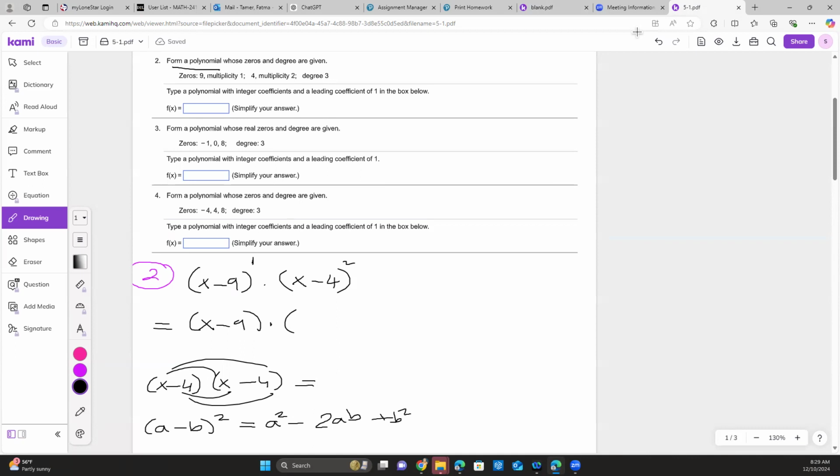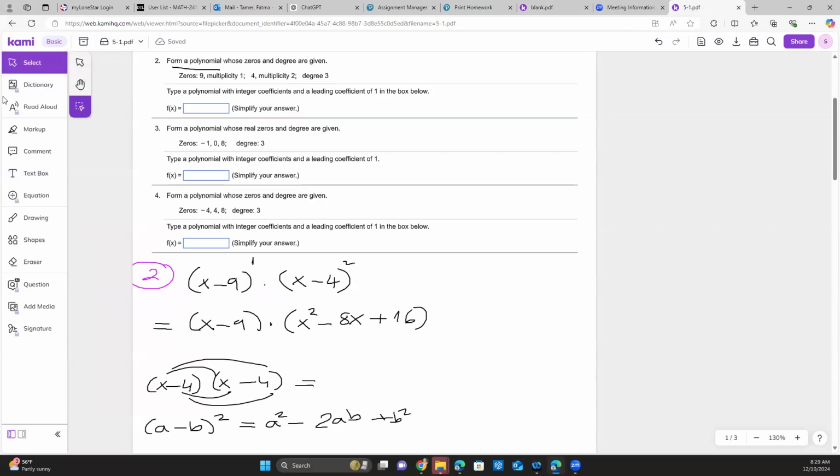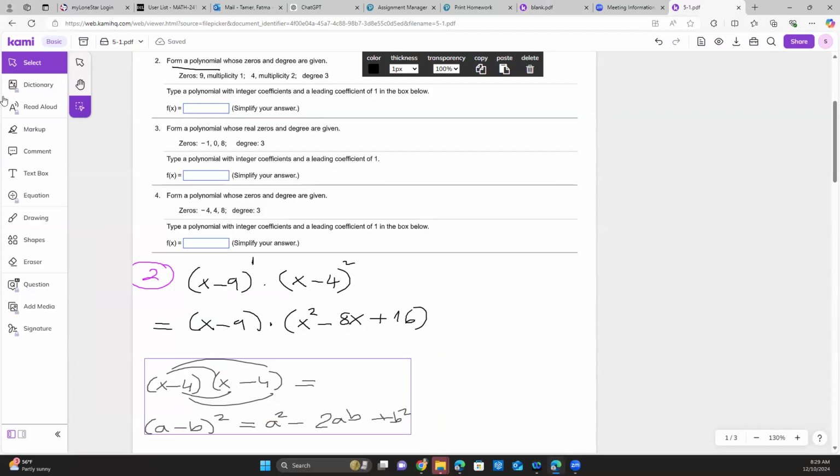So the formula says square the first one, so that's x squared. Multiply them, 4x, and double them, 8x. And then 4 squared is 16. This is what I need to get when I multiply x minus 4 by itself. So here, I want to just open some room to continue.